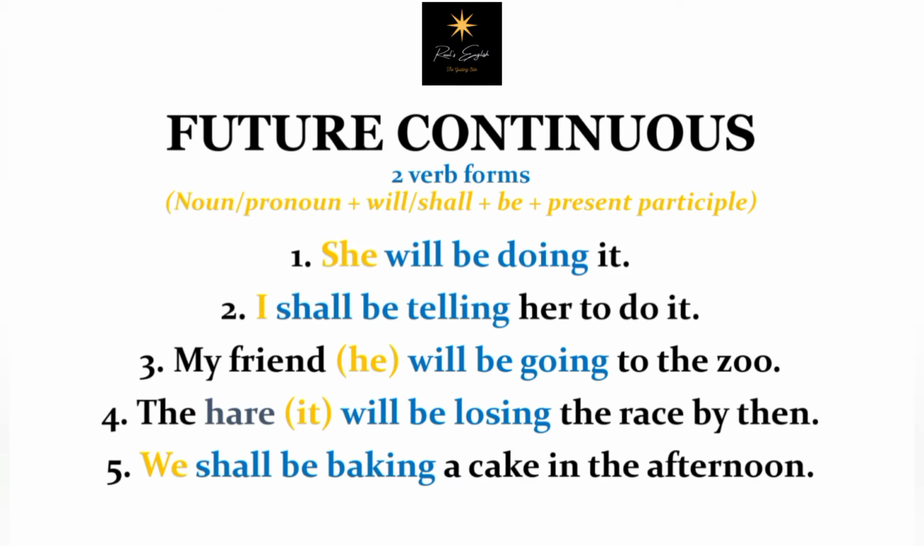The hare will be losing the race. Will be losing. Future continuous. We shall be baking a cake in the afternoon, or we will be baking a cake in the afternoon. Remember, the "be" is very important here. If you remove the "be", "he will going to the zoo", that is not a sentence. It makes it incorrect. So always use the correct structure.